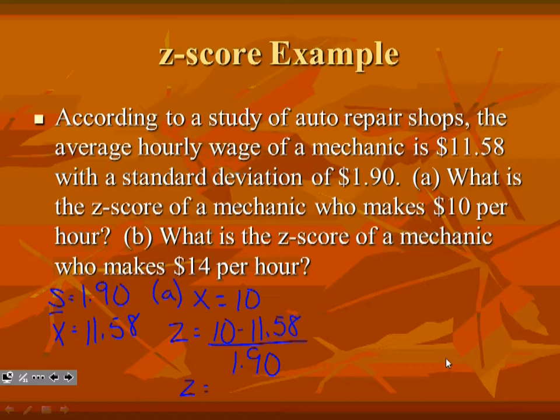So what do we calculate for the z-score? I have a vote for negative 0.83. I got the same as Walker. 0.5.